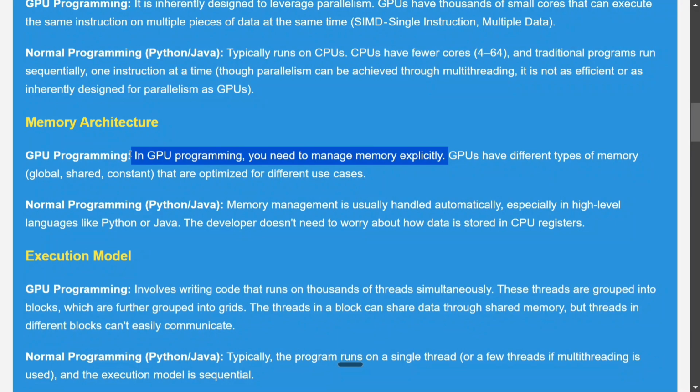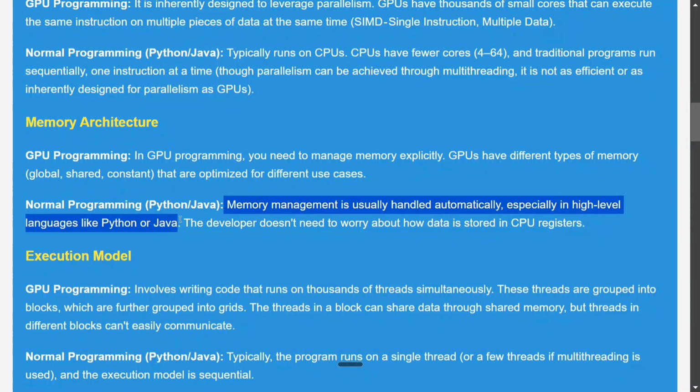Talking about the memory architecture, in GPU programming, you need to manage the memory explicitly. I think this is very important. GPUs have different types of memory within them: global, shared, constant. I will be talking about that later in the video. While in normal programming, memory management is done automatically, especially in high-level languages like Python or Java. So you are not going to optimize the memory, but in GPU programming, you need to do it manually.